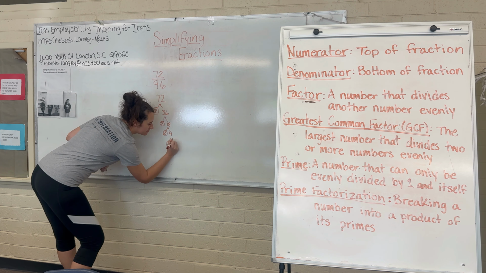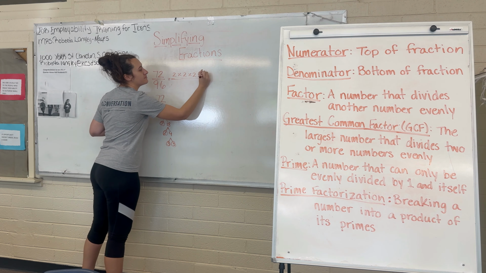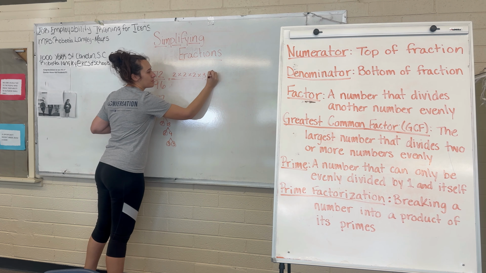So, 72 is the same as 2 times 2 times 2 times 3 times 3.